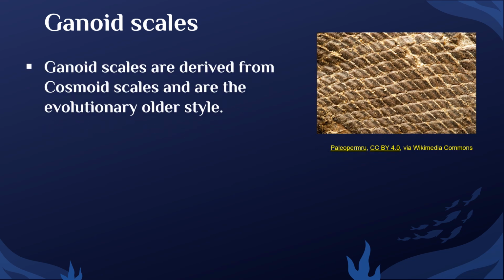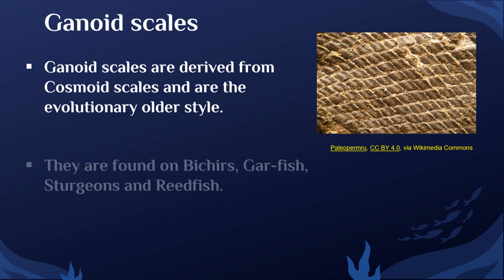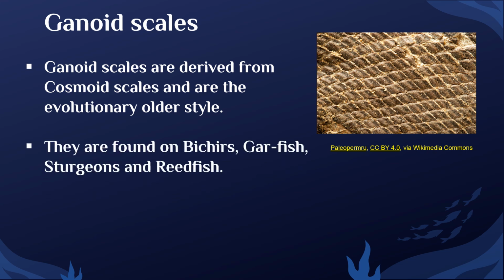Ganoid scales are derived from cosmoid scales and are the evolutionary oldest type. They are found on species like bichirs, garfish, sturgeons, and reedfish, and they are hard solid scales.